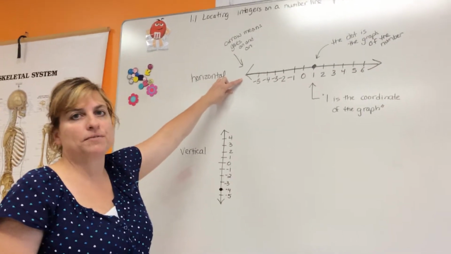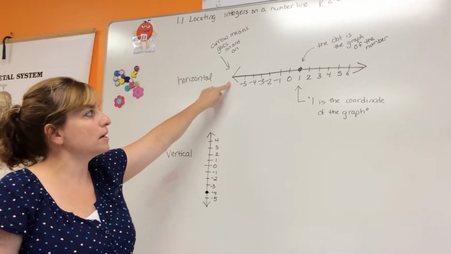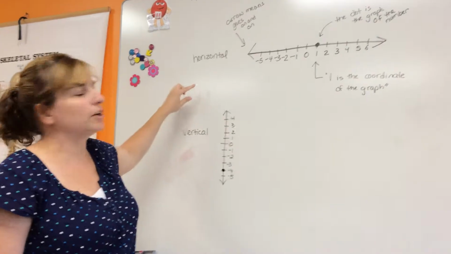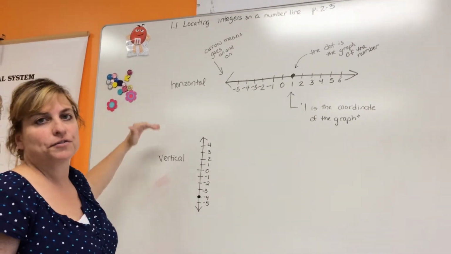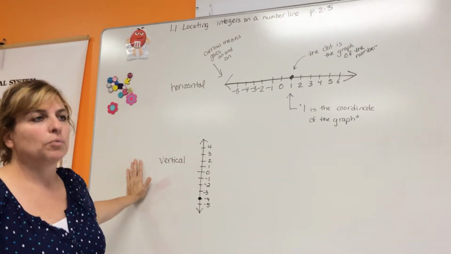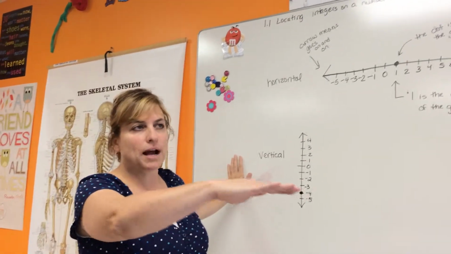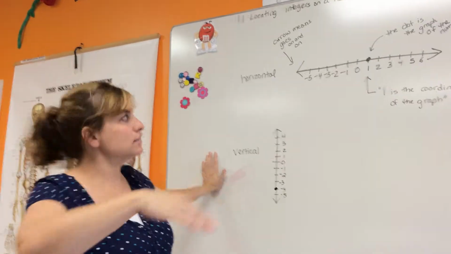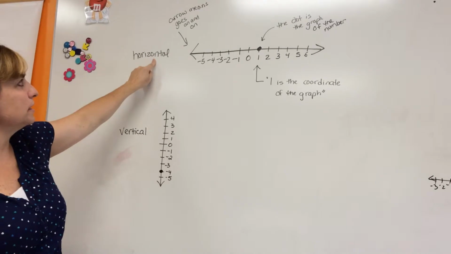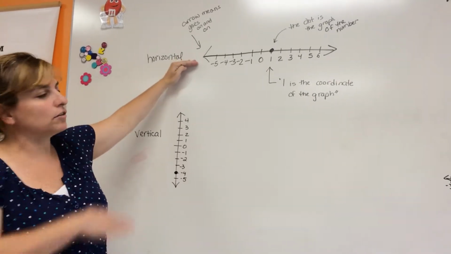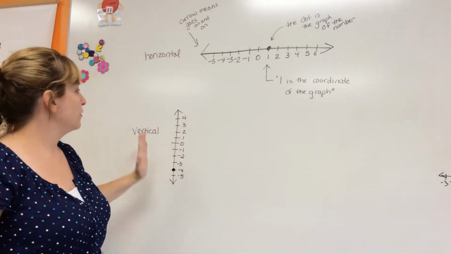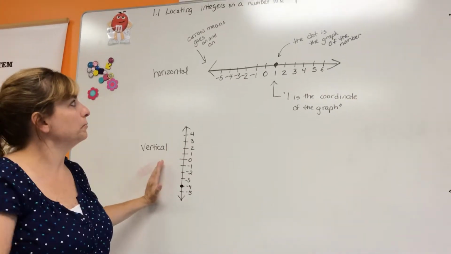We have two types of number lines. The first one is horizontal. The second one is vertical. I do need you to know the difference between horizontal and vertical. When I think of horizontal, I think of the horizon, and it's like flat across. So horizontal has horizon in the word. So you think of flat across, it's the flat across line. Vertical is always up and down, okay?